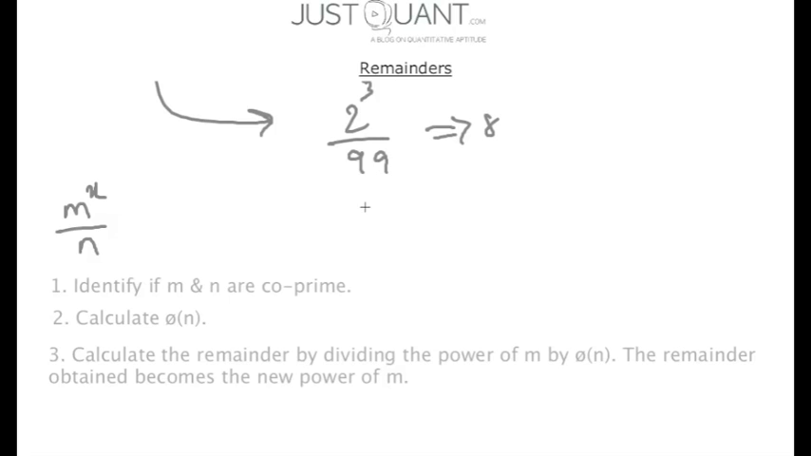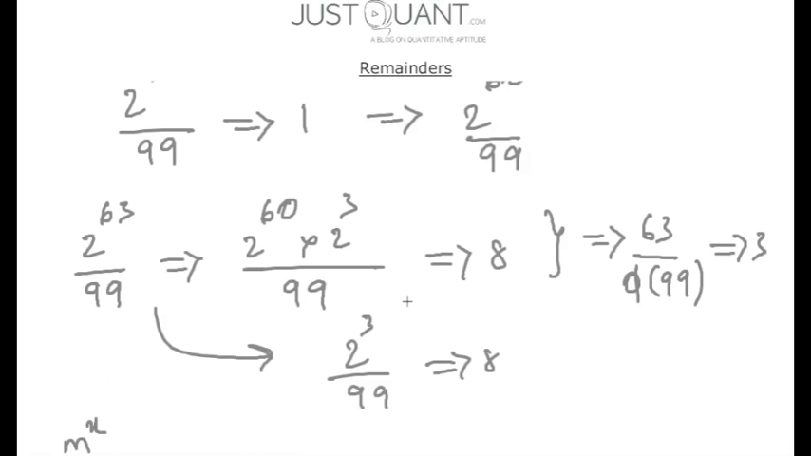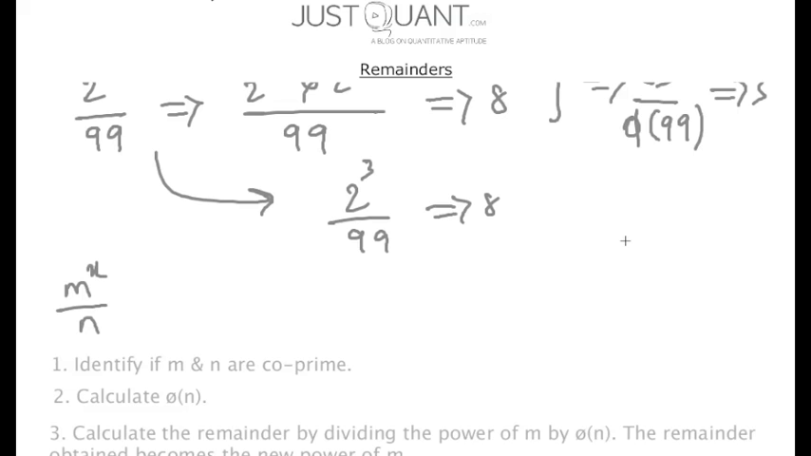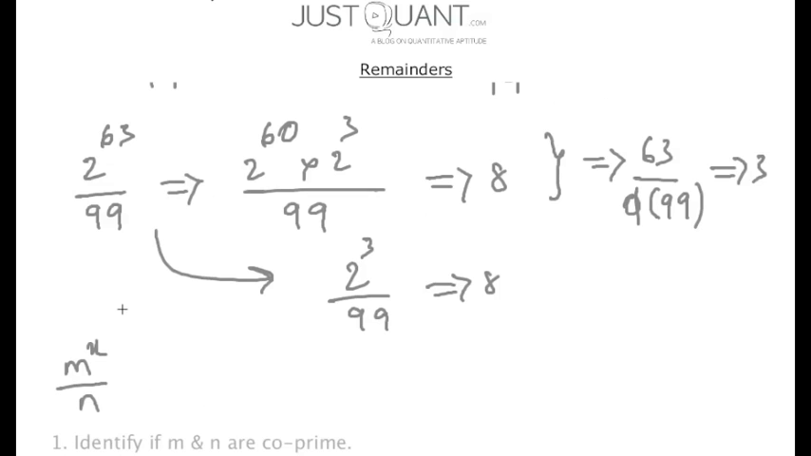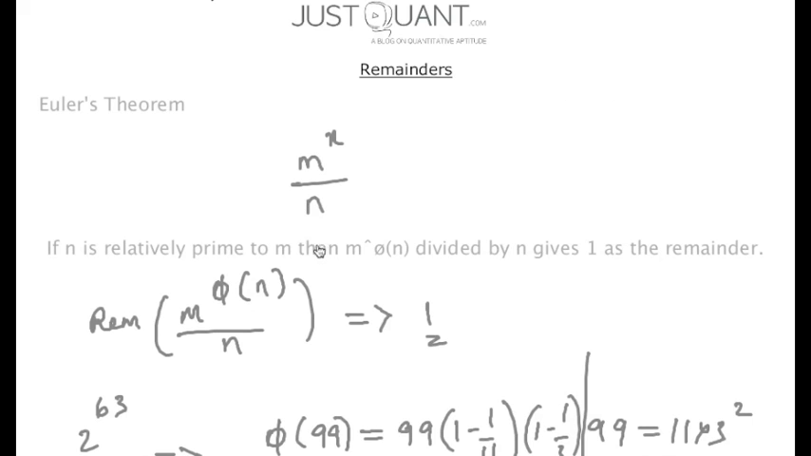In the case of 2 to the power of 63 by 99, 63 is divided by phi of 99, and the remainder obtained, 3, becomes the new power, from which we calculate our remainder, right? So here we considered m and n to be coprimes. So when we have m and n to be coprimes, we can directly apply Euler's theorem.